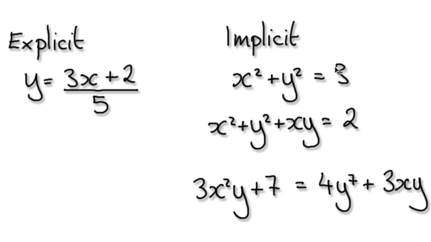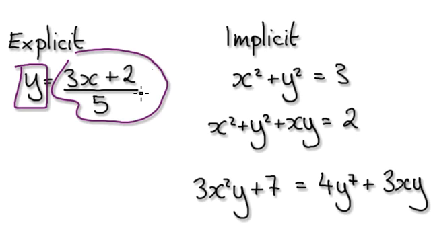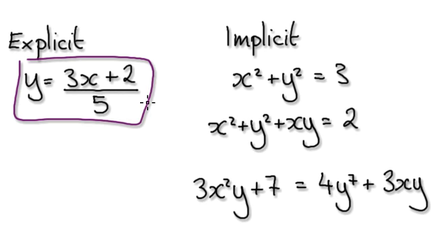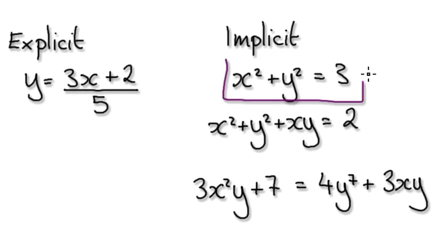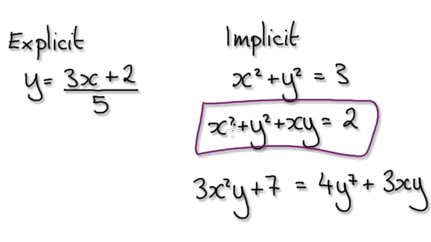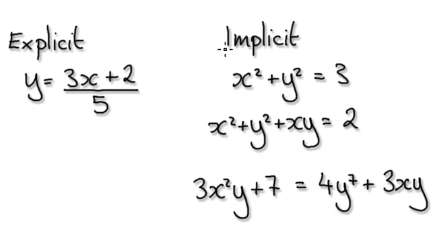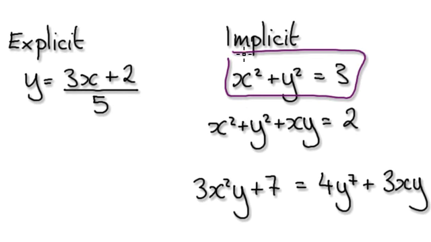Whenever you have an equation where y equals blah blah blah, so y is on its own on this side and all the x's are on this side, then this here is an explicit equation. If you look at this one here, this is an implicit equation. It's got a mixture of x's and y's over on this side. By the way, sometimes when you're given an implicit one, you can turn it into an explicit one.